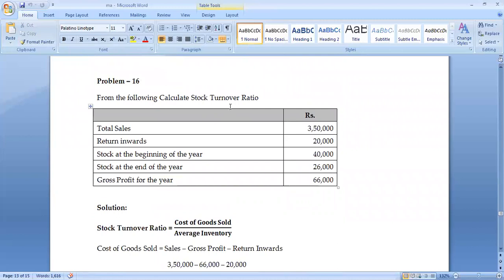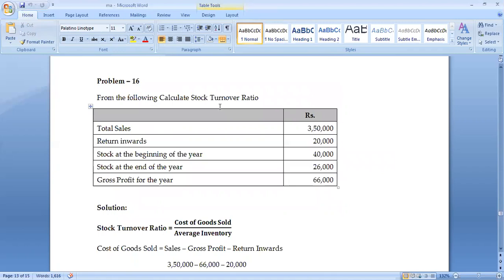Till now, we have discussed the current ratio, quick assets ratio, absolute liquidity ratio, debt equity ratio, proprietary ratio, and debt to assets or total assets to debt. Clear? Now, there is a stock turnover ratio that should be computed.